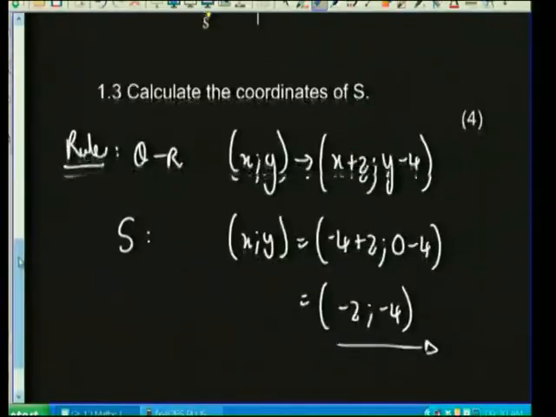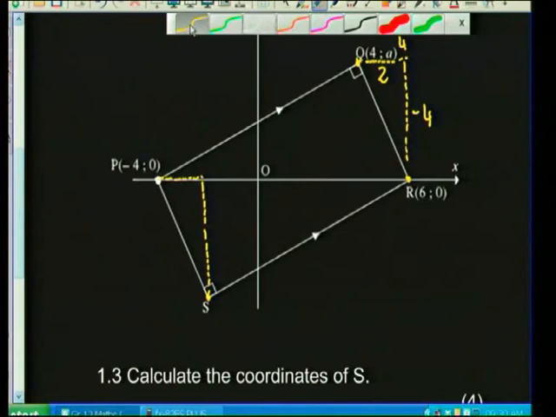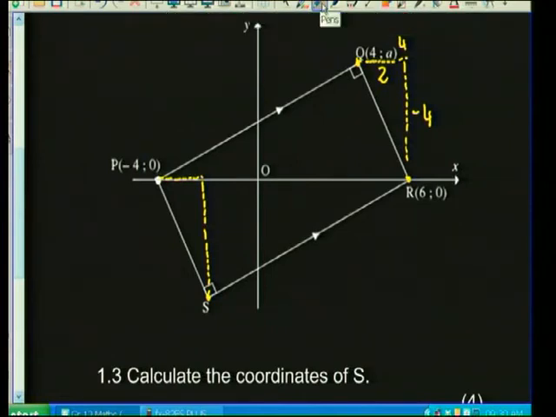I'm now going to approach this question in a different way, which is probably what most people would do, and that's to use the properties of quadrilaterals. So let's look at this again, and I'm going to do it in a different way, and we should arrive at exactly the same answer. So now, I've got this rectangle, and I'm trying to find the coordinates for S.